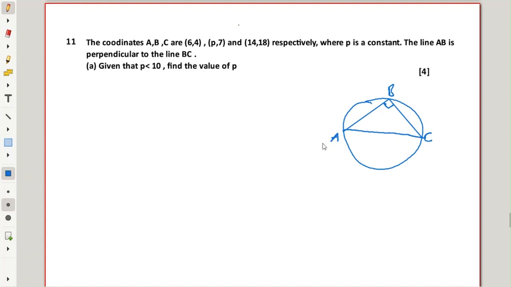All right. So now if they want me to find the value of P, I can find the gradient of AB and also multiply it by the gradient of BC. And we know that there's a principle that says that if two lines are perpendicular, if you multiply their gradients, you get -1. So let's take the gradient of AB. This is the same as 4 minus 7 over 6 minus P.